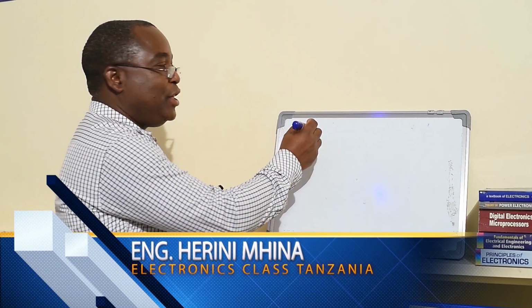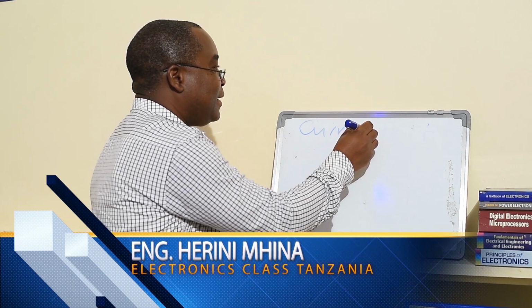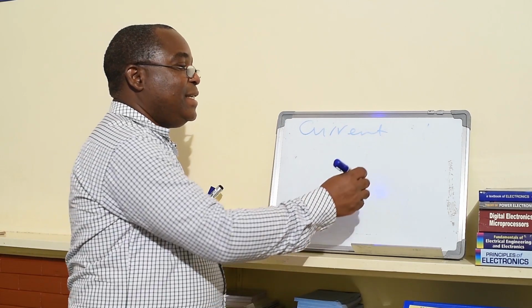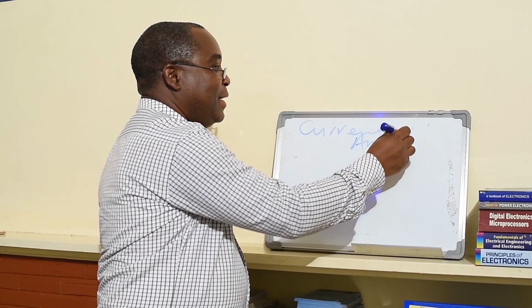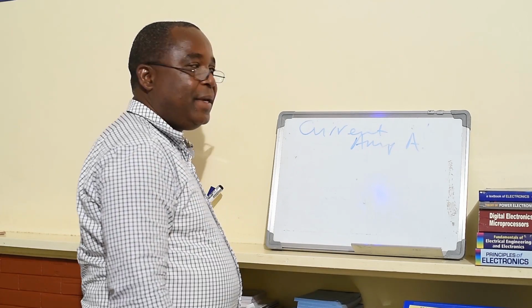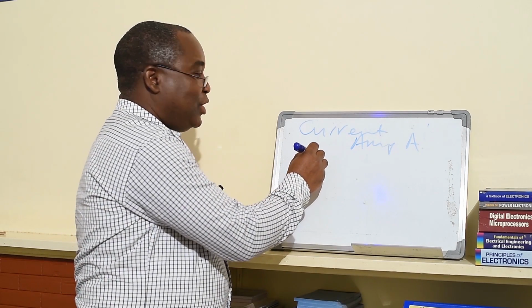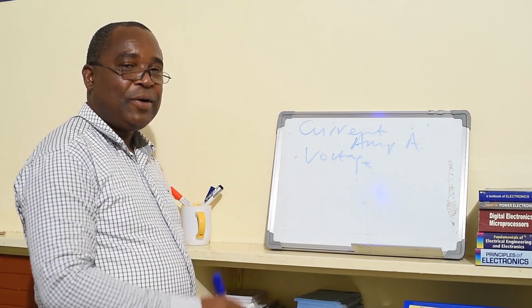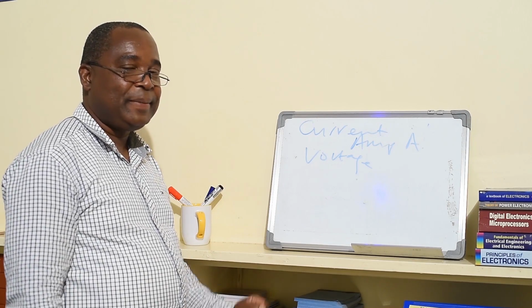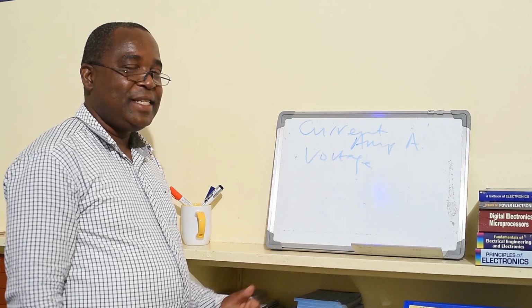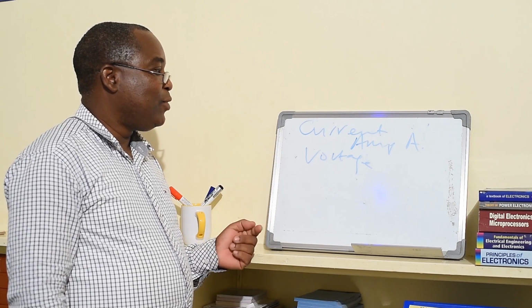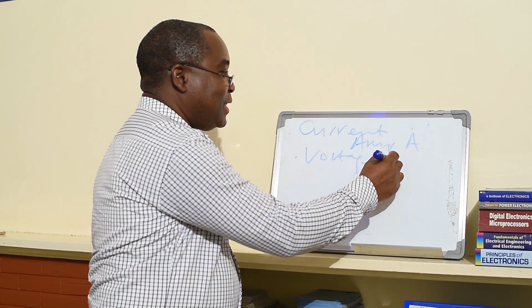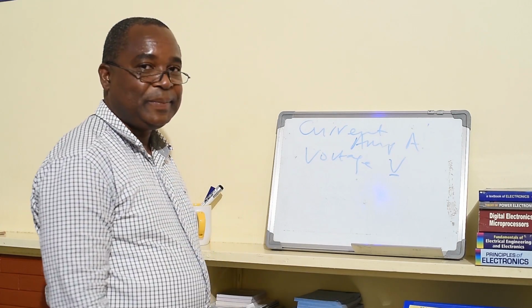Now, let's go to the definition of current. Current is the flow of electrons, and the unit of current is the ampere. Ampere is written as A. What is voltage? Voltage is a push or a pressure which forces the electrons to flow in the circuit. So voltage is a pressure or a push in order to make the electrons flow in the circuit. And the unit of voltage is the volt, written as V.